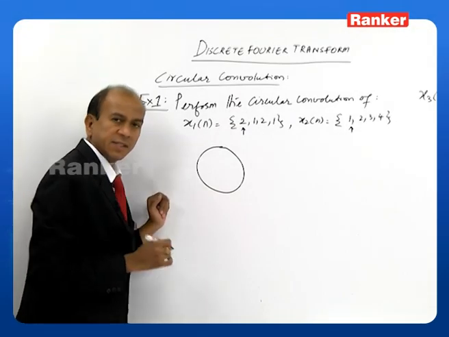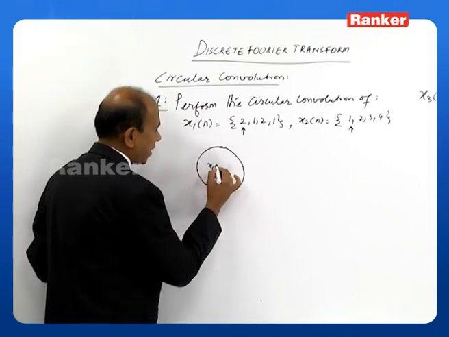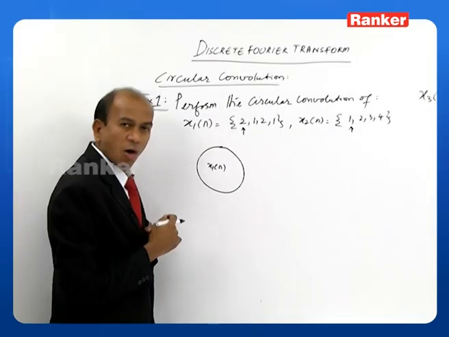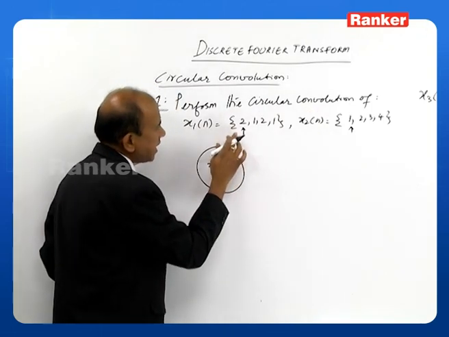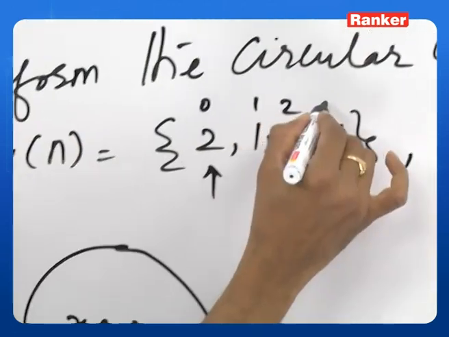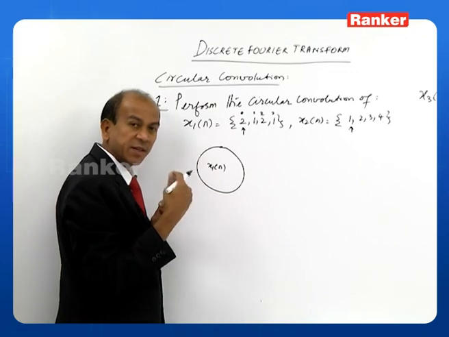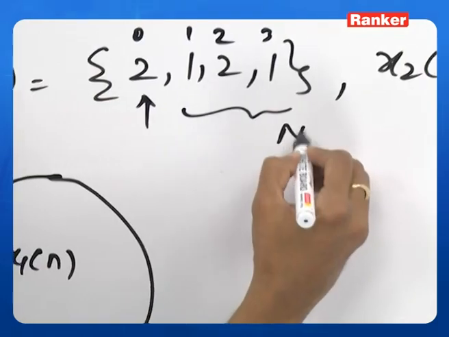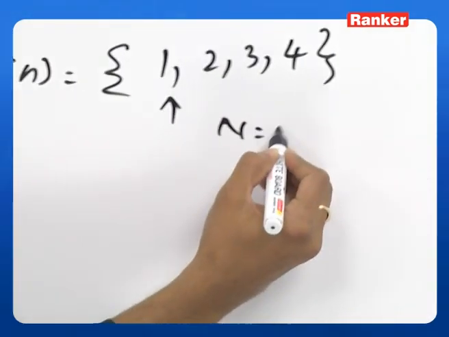Okay. This circle I'll call x1 of n. How many points are there? x1 of n, if you see here, this is 0, 1, 2, 3. That's the 4 points. So n is how much here? n is 4 here and also n is 4 here.